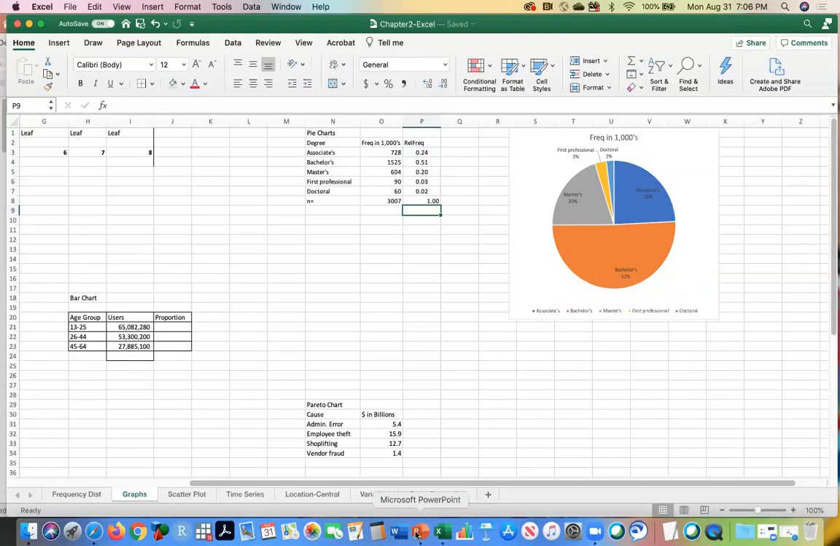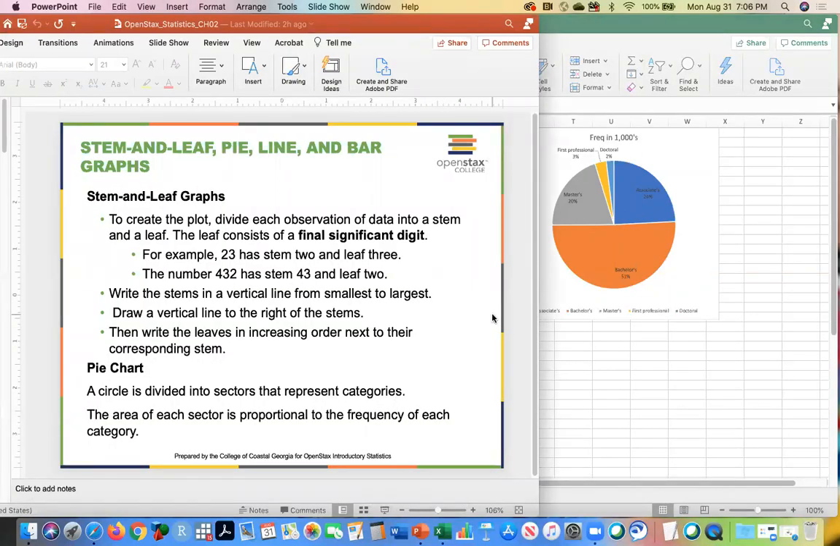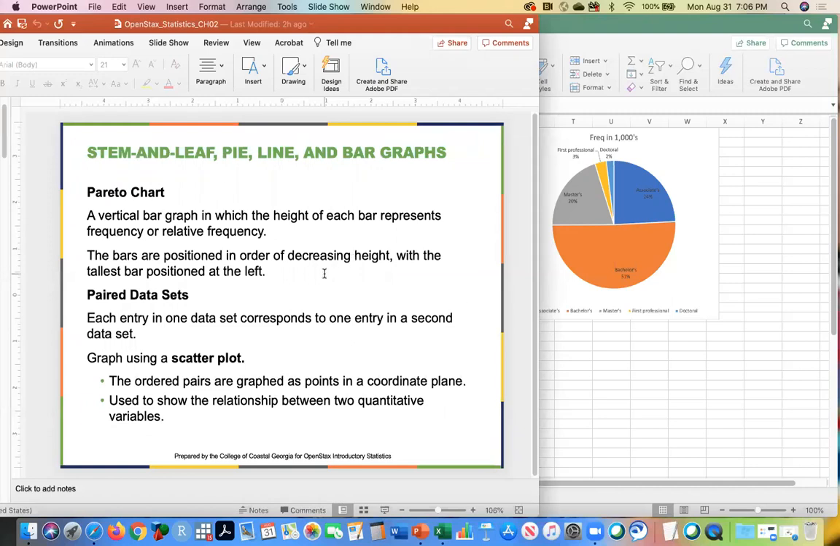Okay, so continuing with our class, we have a Pareto chart. So that is also very interesting. So you want to highlight which one of the labels is the most important, and which one is the less important. So that happens with the Pareto chart. So the Pareto chart is a vertical graph in which the height of each bar represents the frequency or relative frequency. So the main characteristic of this Pareto chart is that the bars are positioned in order of decreasing heights, with the tallest bar positioned at the left.